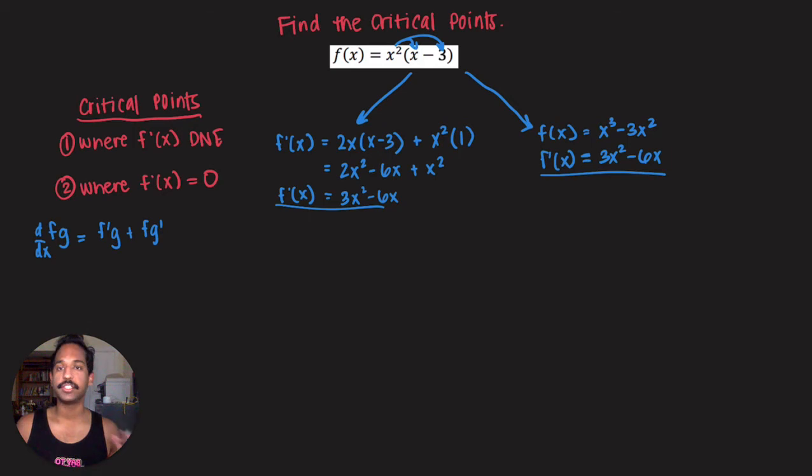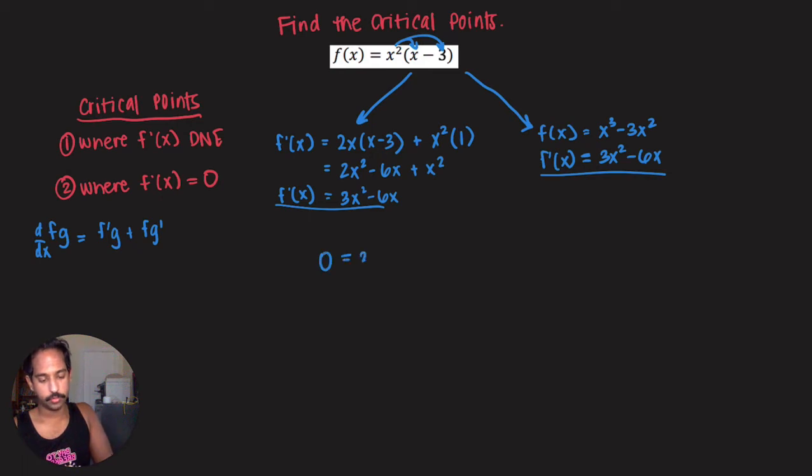Now the next goal is, is there anywhere this doesn't exist? No. 3x squared minus 6x, those are continuous functions. There's no denominators, there's no logs, there's no radicals, there's nothing that's going to cause problems, so this is where it is. But is there places where it equals 0? So let's figure that out.